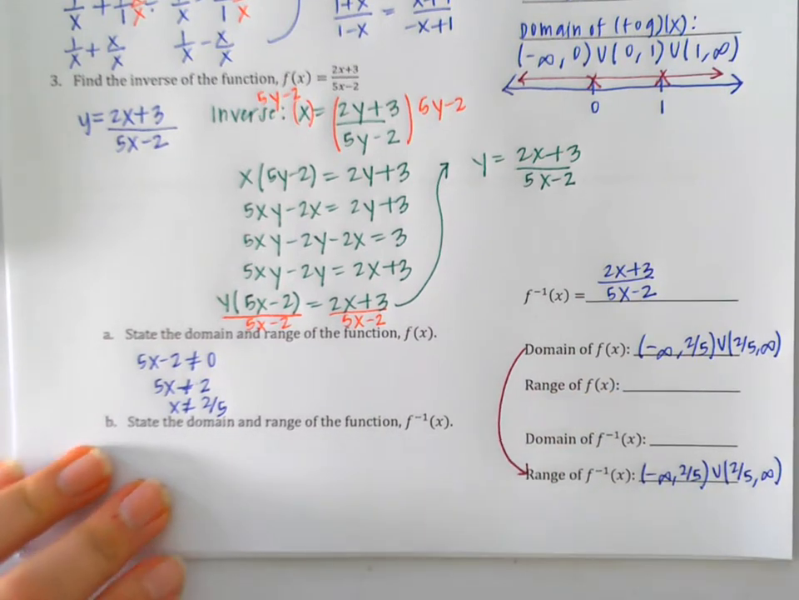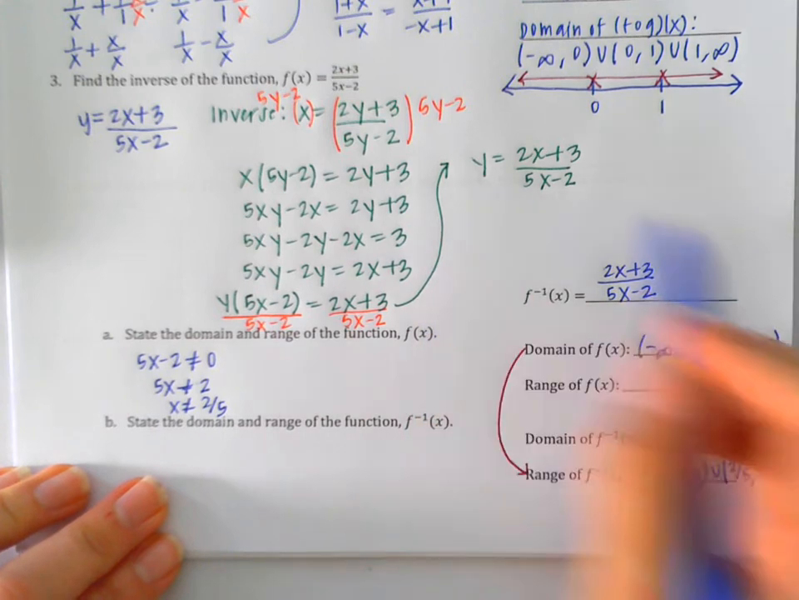And then to find the range of the original, we need to find the domain of the inverse. So the domain of the inverse, we're looking here, 5x minus 2.